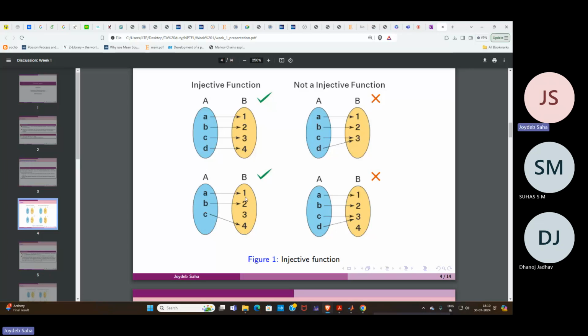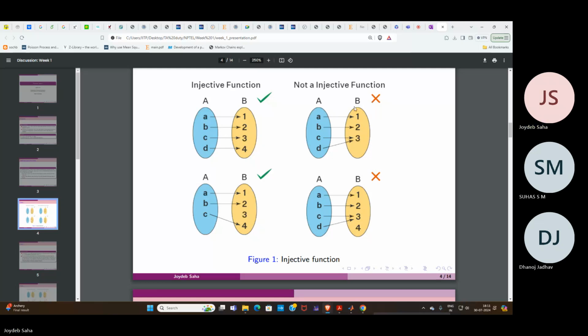In another word, we can say that y is the image, 1 is the image of A, 2 is the image of B, and 4 is the image of C. But there is no pre-image for 3. But these two are injective functions.